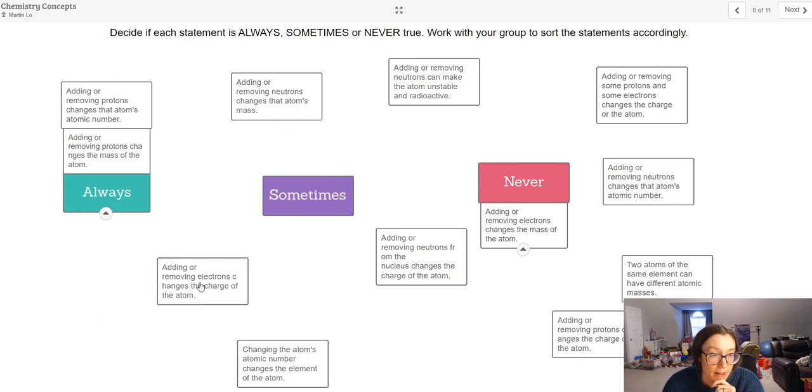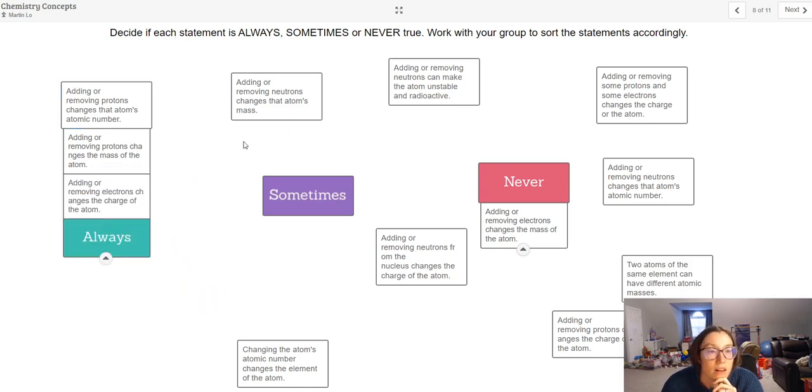All right, adding or removing electrons changes the charge of the atom. So if we are just adding and removing electrons and not the protons also, right? Let's say we had a neutral atom and we take away an electron, then it would become positive. If we had a neutral atom and we added an electron, it would become negative. That would be an ion. So yes, it does.